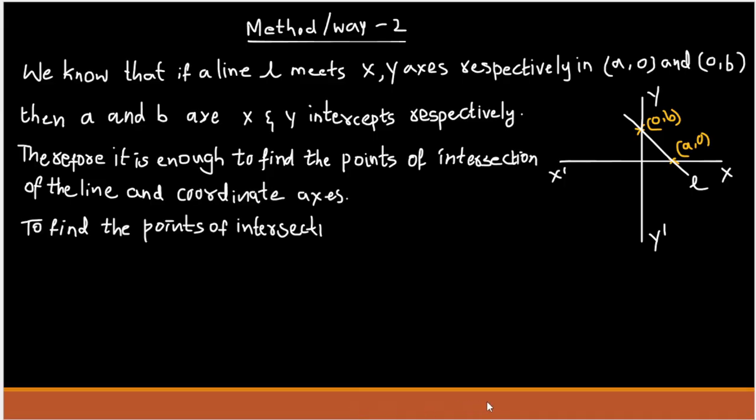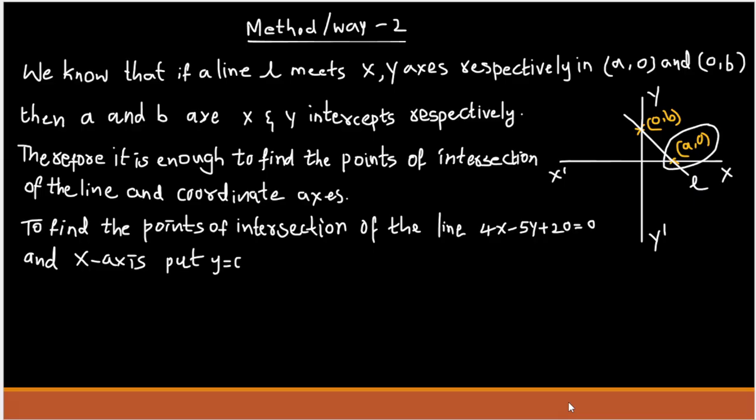So to find the point of intersection of the line 4x minus 5y plus 20 is equal to 0 and the x-axis, we have to put y is equal to 0. This is because we have already defined intercepts as a point where the coordinate of the opposite axis remains 0. So here on the x-axis we have to find the intersection, so we have to put y is equal to 0.